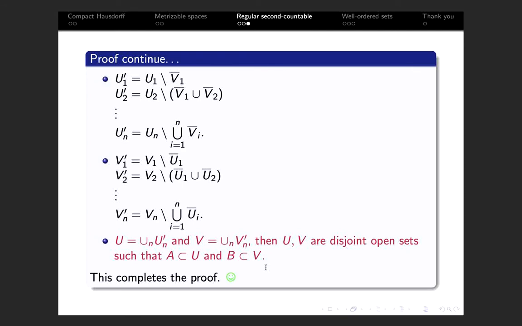So checking they are disjoint: basically these are open, that is obvious because a union of open sets is open, and proving U and V are disjoint and that they are open neighborhoods of A and B is quite easy. So I give you an exercise. That exercise will complete the proof. So this completes the proof.